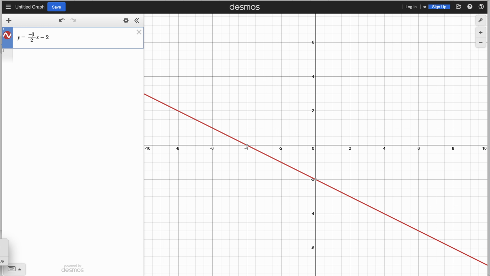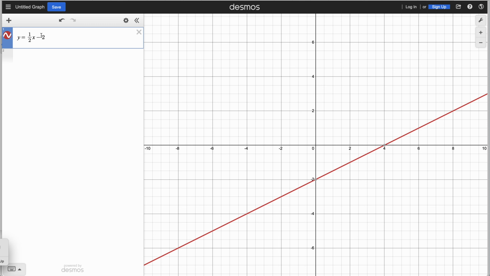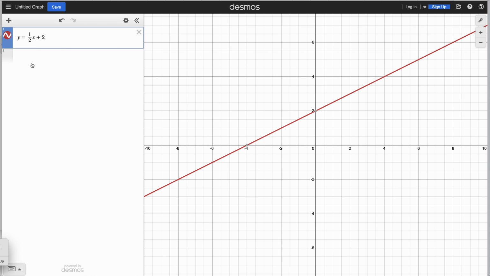We'll be able to change this, and we can put a -1, and you'll notice if I put a negative in front, it's going to flip the line. I can have +2. As long as I'm typing things in as y equals, I'm able to graph them. Now, let's say you want to graph two things.